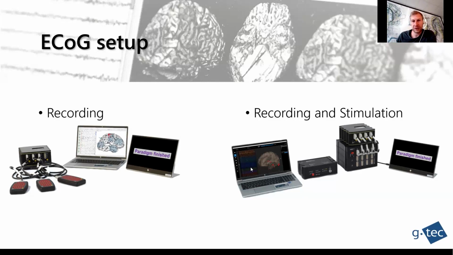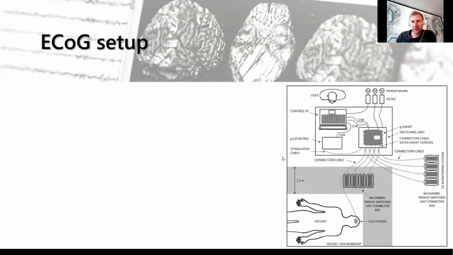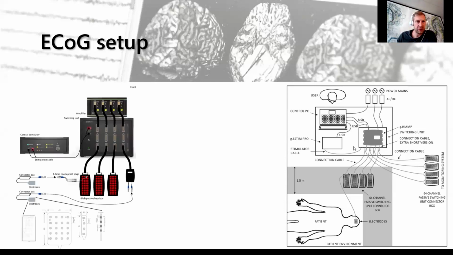And this, of course, just depends on the biomarker. So how do we connect this now? We have to consider that the patient is in a hospital environment, and we have here the patient on a patient's bed, and then the electrodes implanted, the head boxes next to the patient, and then the connection to the amplifier and the switching unit and the control computer. So this looks like this.